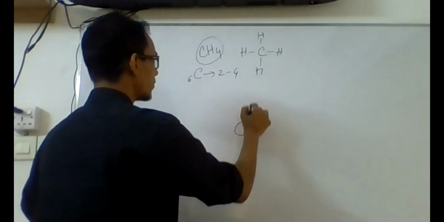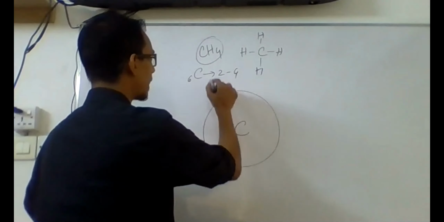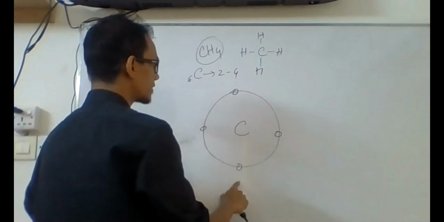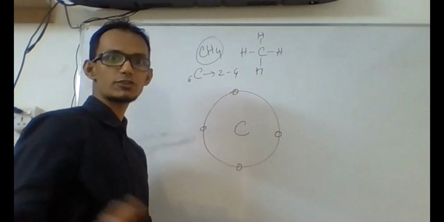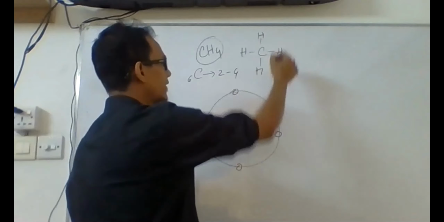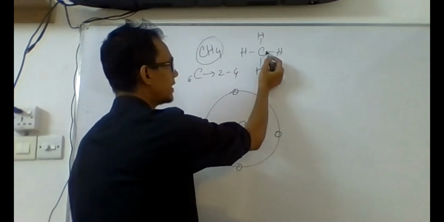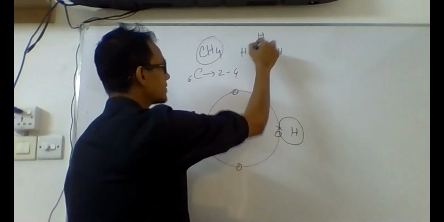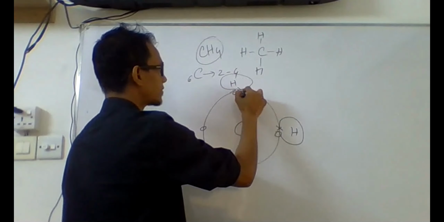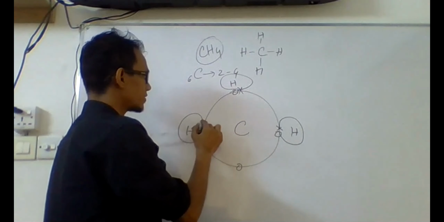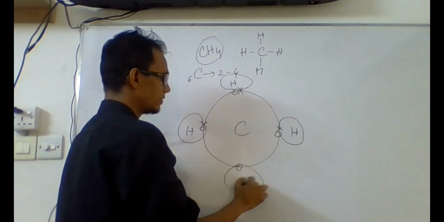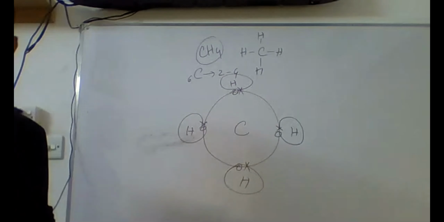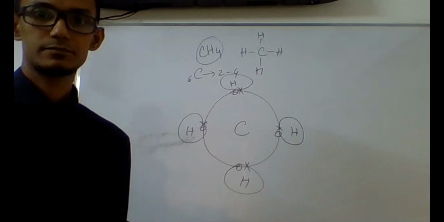So let us draw it. Only the outer shell you will draw. So carbon has 4 electrons. So 1, 2, 3, 4. North, south, east, west. 4 sides, 4 electrons. Now 4 hydrogen will come. So this dash, this bond means 1 dot and cross electron, hydrogen. This bond means 1 dot and cross electron, hydrogen. Again, hydrogen, hydrogen. Done. Very easy, right? Is it clear?